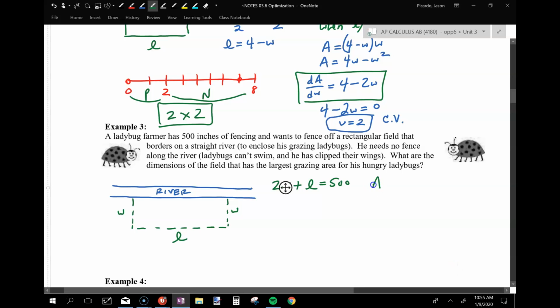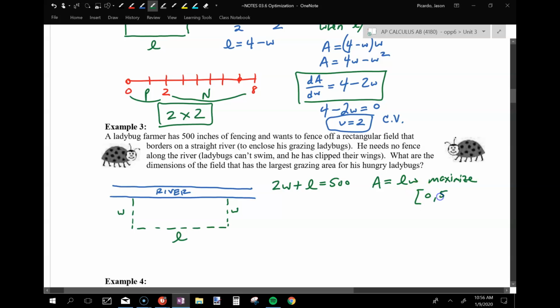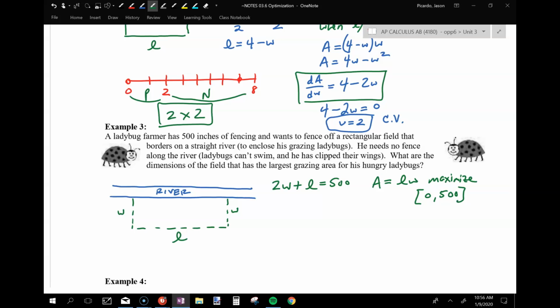Would you guys agree that the area is still LW though? Still length times width. And that's what I'm trying to maximize. Is there a domain here? Is there a least amount of fencing that I could use for W, and a greatest amount of fencing that I could use for W? What could they be? Anywhere from 0 to 500, right? So we're going to maximize it on that domain. And of course, another perfect example of where I don't need to really consider the endpoints, because 0 and 500 will do what? Not create an enclosure, right?